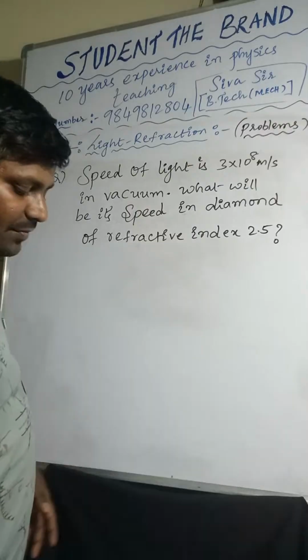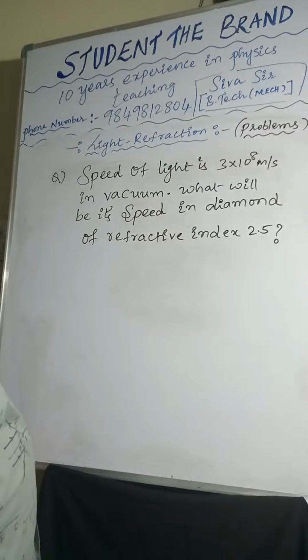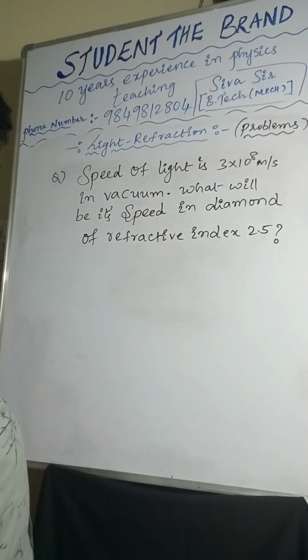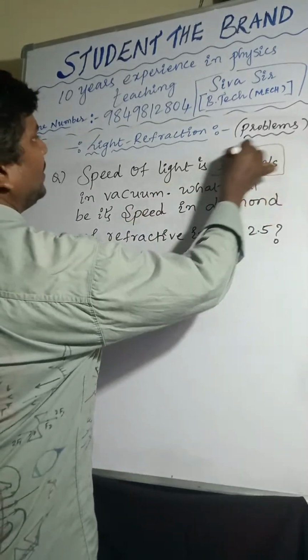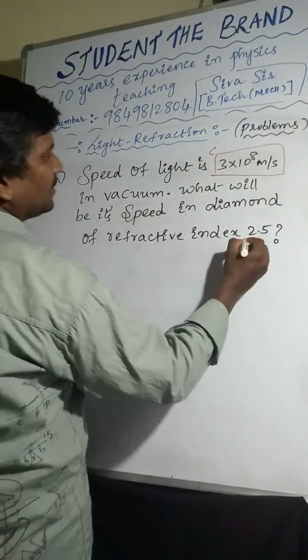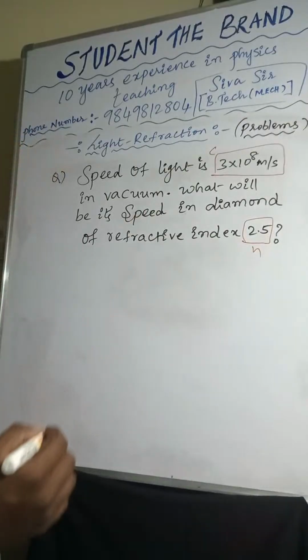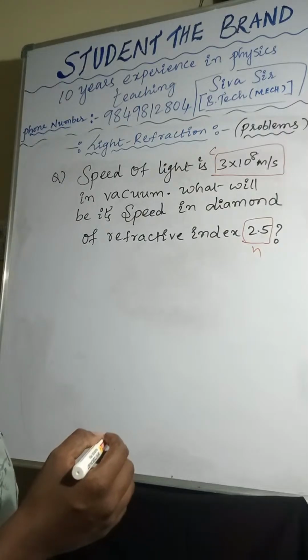The speed of light in air or vacuum is given as 3 into 10 power 8 meter per second. So c equals 3 into 10 power 8 meter per second. For diamond, the refractive index is given; that is n.